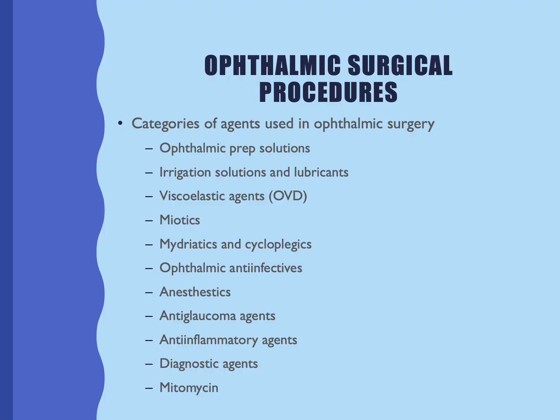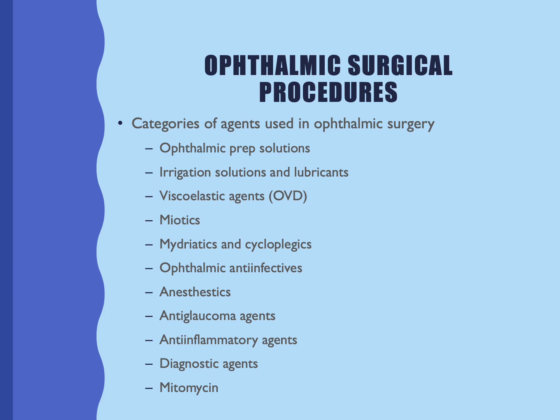For those of you that have your textbook, Pharmacology for the Surgical Technologist, if you take a peek at box 10.1, you're going to see a list of categories of agents used in ophthalmic surgery. If you don't have your text, they are listed on the slide for you, and they include ophthalmic prep solutions, irrigation solutions and lubricants, viscoelastic agents, miotics, mydriatics and cycloplegics, ophthalmic anti-infectives, anesthetics, anti-glaucoma agents, anti-inflammatory agents, diagnostic agents, and mitomycin.